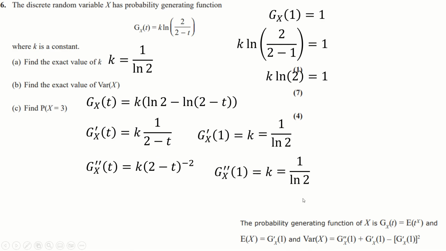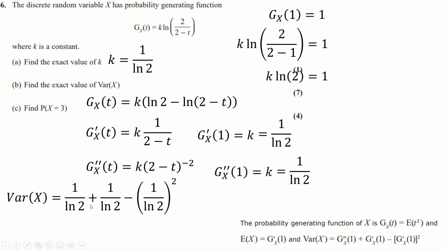And so, therefore, the variance of x is this one plus this one minus this one squared. And those come together, and I decided that that was all the simplifying that I really needed to do.